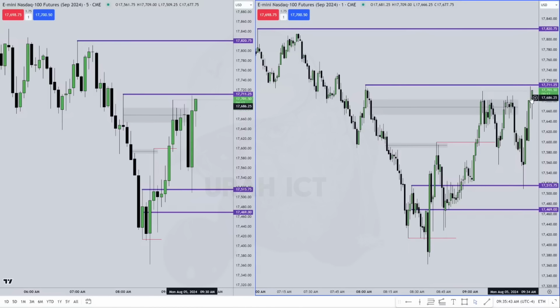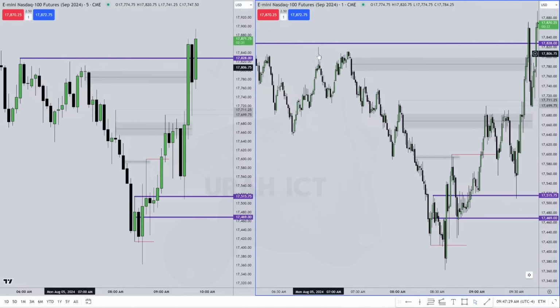Since price is above it, that makes it a discount array. Consequent encroachment of that trades to it. We want to see it run above this high here. But 7 o'clock is a very key time. That starts what? The morning session. It matters not that we're trading Forex or futures. The morning session, AM session, starts at 7 o'clock in the morning, New York local time.